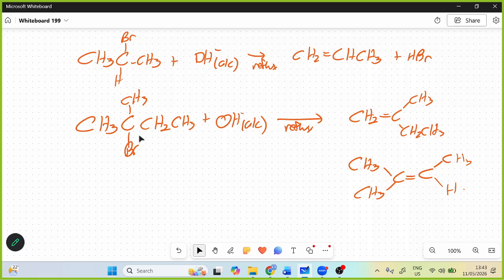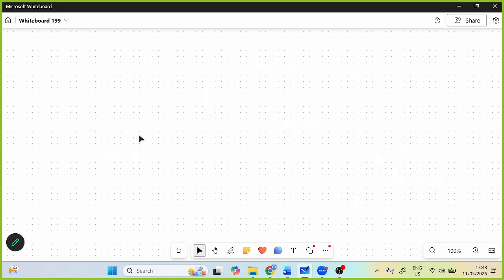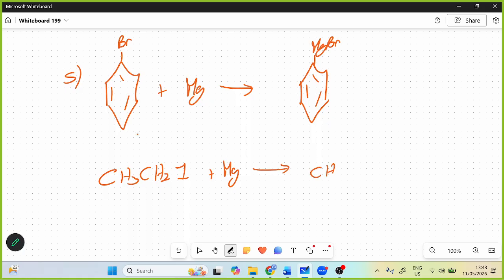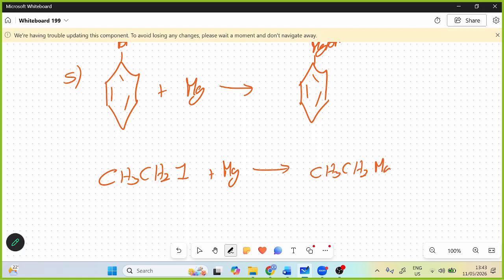With metals, you can react to form either the Wurtz reaction or you can form the Grignard reagent. Bromobenzene, this is a reaction that you might not have seen because we always do the Grignards with a halogenoalkane, but it behaves the same way. Okay, so bromobenzene or iodoethane, the Grignard will be formed where the magnesium will insert itself in between the iodine and the carbon.